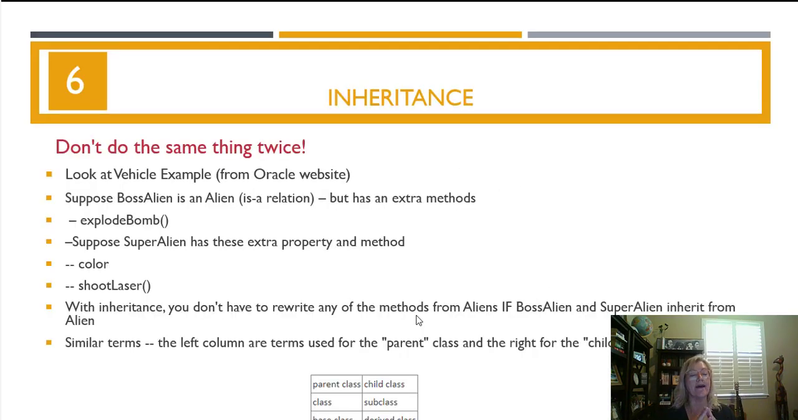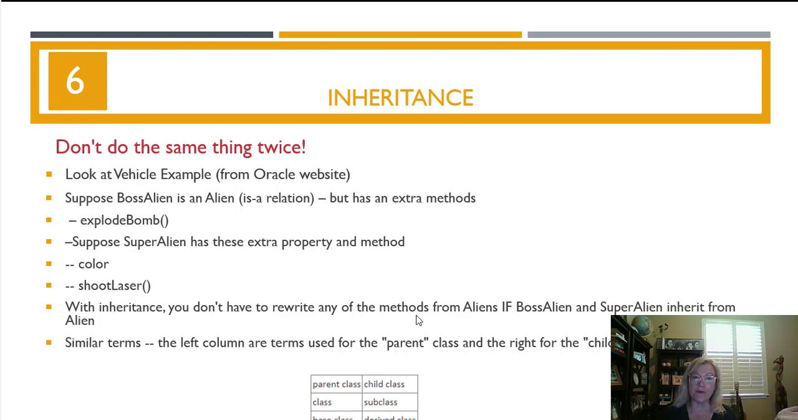Okay, so suppose you now have another class called boss alien, and he is an alien. This is an is-a relationship, but there are extra methods. So a regular alien cannot explode a bomb, but a boss alien can. You do not want to put explode bomb in the alien class, or all aliens could explode the bomb. So you're going to make boss alien a child of the alien class. It's going to be able to do everything an alien class can do, plus it can explode a bomb.